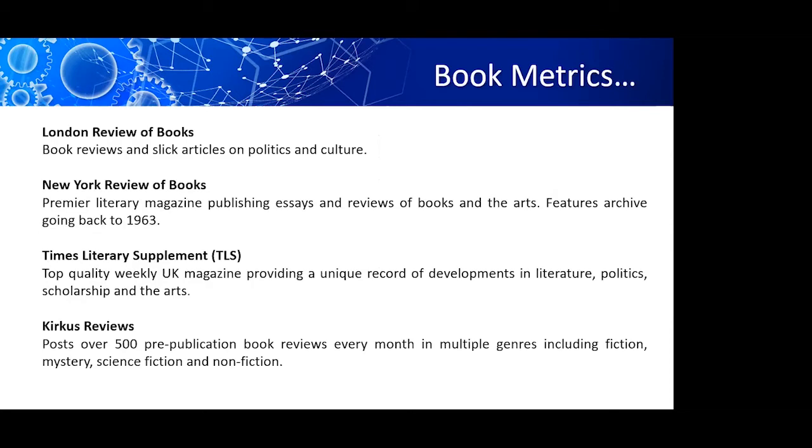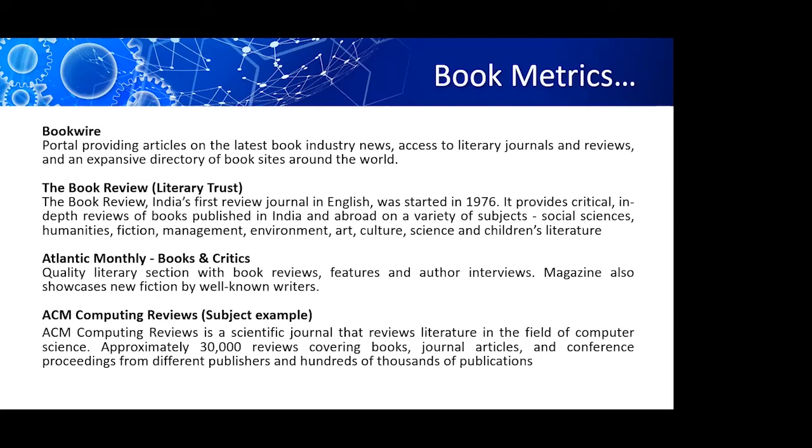And some examples for finding the reviews or the quality of books. Some examples are London Review of Books, New York Review of Books, where you can find the reviews about the book. Times Literary Supplement, again one of the important reviews of books. Then Kirkus Reviews, that is another one. Then Bookwire, the Book Review, the Atlantic Monthly Books and Critics. And another important database, that is ACM Computing Reviews, you must have heard. This is one example for subject reviews in the area of computer science. This is an online database, but it is subscribed, not freely available for the reviews.